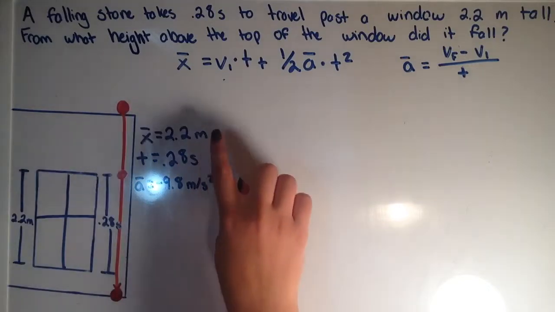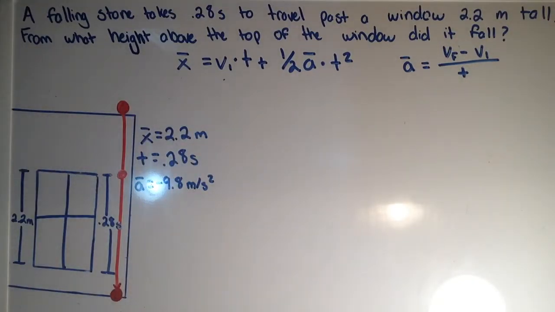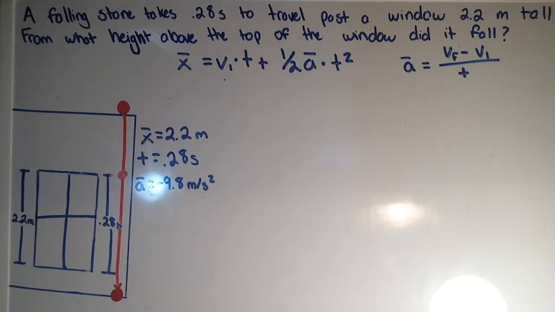So we know that the displacement, or the distance of this stone, would be 2.2 meters. The time it takes to travel that is 0.28 seconds. And the acceleration would be negative 9.8 meters per second squared. This is because this is a free fall problem. The stone is simply falling through the air, so there's no other force acting upon it other than gravity.